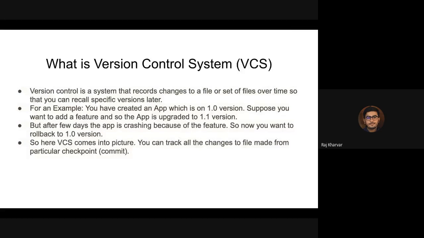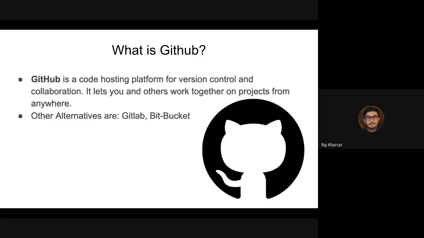Now, what is GitHub? GitHub is a code hosting platform for version control systems. It helps you collaborate with many other developers all around the world who have registered on GitHub. There are many other code hosting platforms such as GitLab and Bitbucket. And nowadays all the cloud providers also have their own dedicated code hosting platforms, such as Microsoft, which has Microsoft code. Similarly, Amazon also has a code hosting platform available.